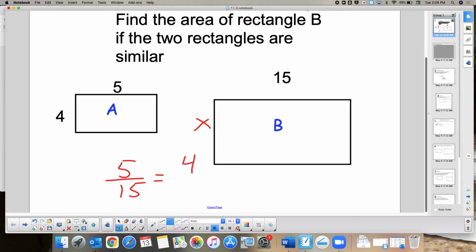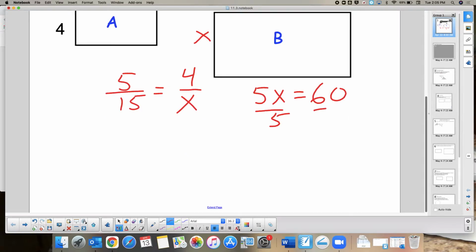And we can compare our 4 to our x then. So we can get our proportions, so we can cross multiply and find that missing height of rectangle B. So 5 times x is 5x. 15 times 4 gives us 60. So when we divide both sides by 5, we get x to be 12.